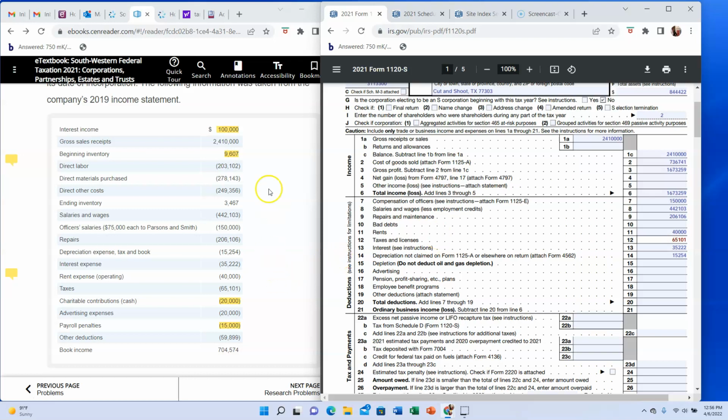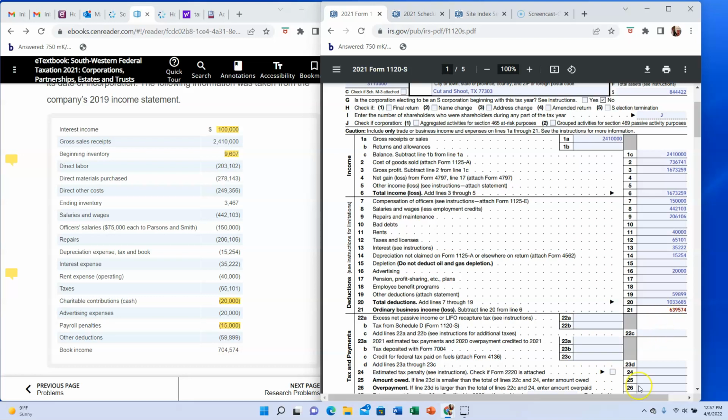Where am I? Charitable contributions. Interest income, charitable contributions, and these penalties, those are all reported separately. All right, advertising expense is 20. And other deductions, 59,899. Then my total deductions, you add those up, and they come to 1,033,685. Subtract that from the 1,673,000 and your net is 639,574.